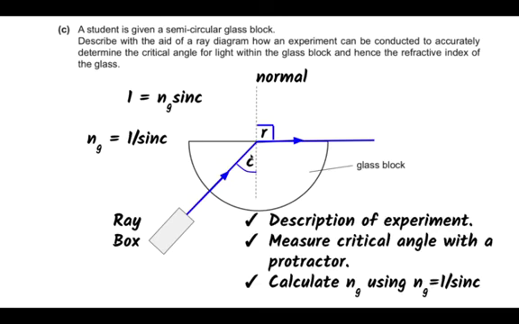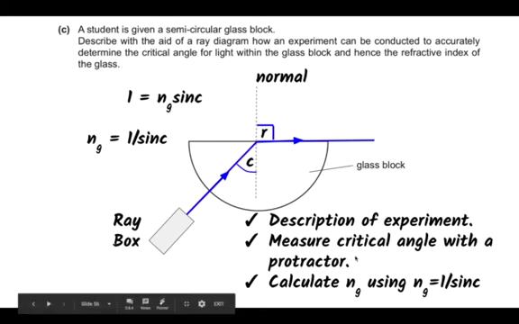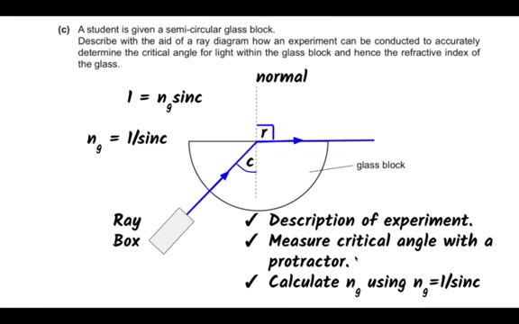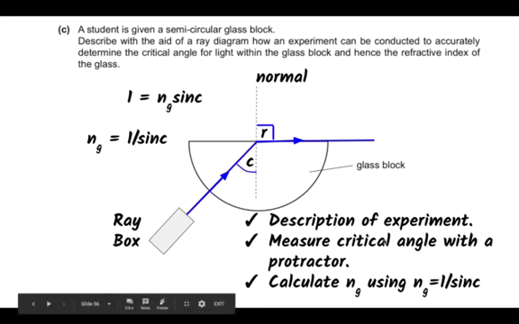So the sorts of things that you might get marks for is a description of the experiment and a decent diagram, the really simple statement of measure the critical angle with a protractor. I know that sounds silly, but that's something we're definitely going to practice as we lead into the exams. And a third mark possibly for how you would calculate the refractive index of the glass using a broken down version of Snell's law, where the refractive index of the glass is 1 over sine the critical angle.